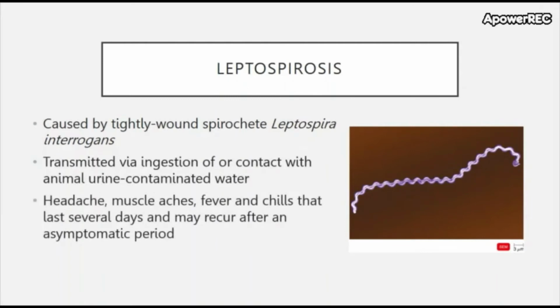And signs and symptoms include a headache, muscle aches, fever, and chills that can last several days and may recur after an asymptomatic period. It is diagnosed with a blood test, and over half of the cases occur in Hawaii. It is treated with doxycycline if diagnosed early, and it rarely progresses to kidney failure.